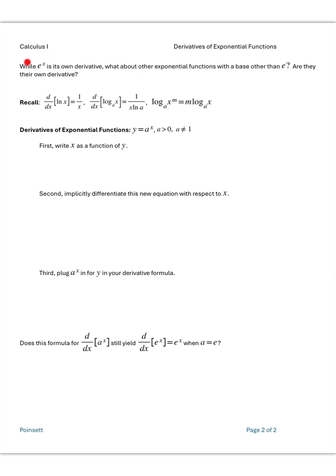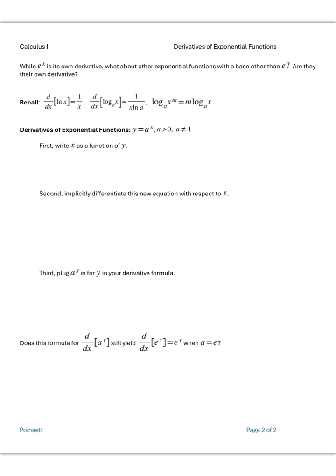Now, what about the derivatives of every other exponential function? So base other than e. So in general, again, our exponential functions are of the form y equals a to the x, where a is greater than 0 and a is not equal to 1. We want to know, are their derivatives also themselves? Derivative of e to the x is e to the x. Is the derivative of a to the x also itself, a to the x? That's what we're tasked with finding out here.